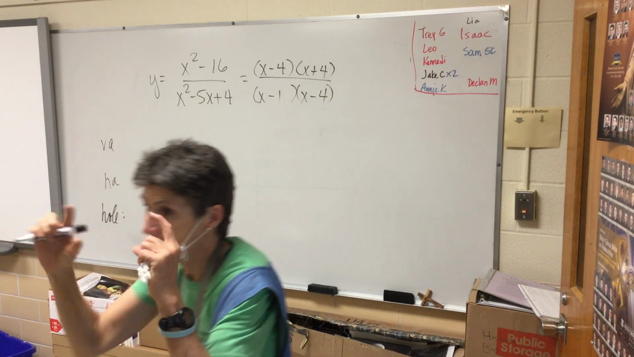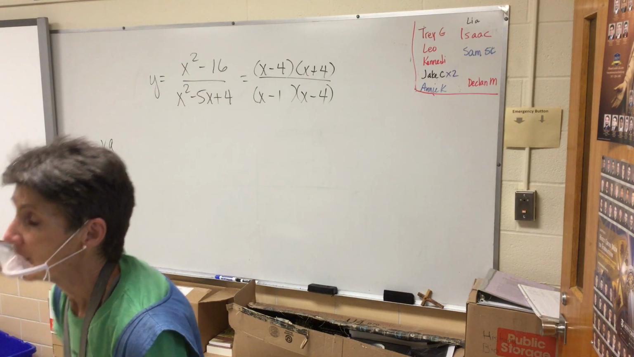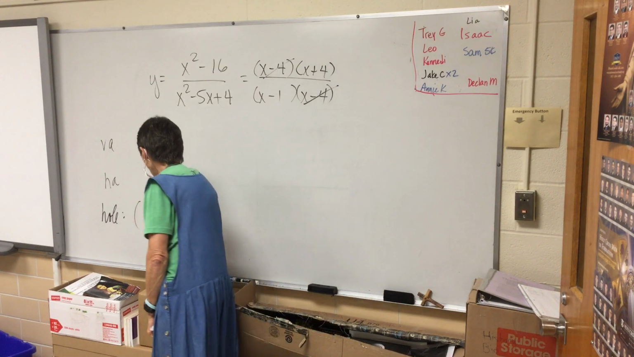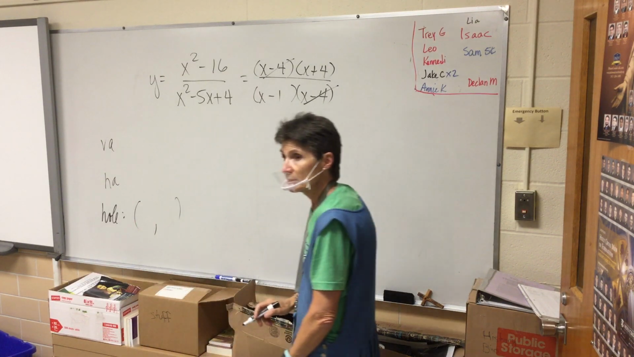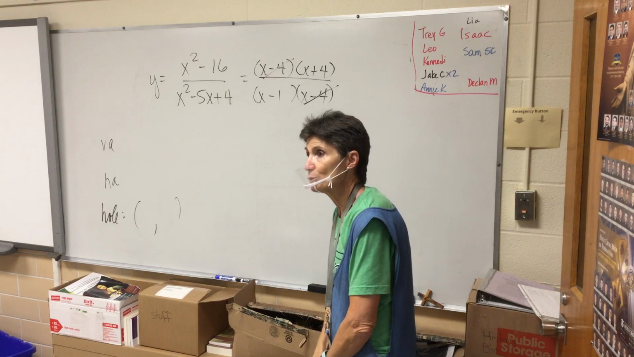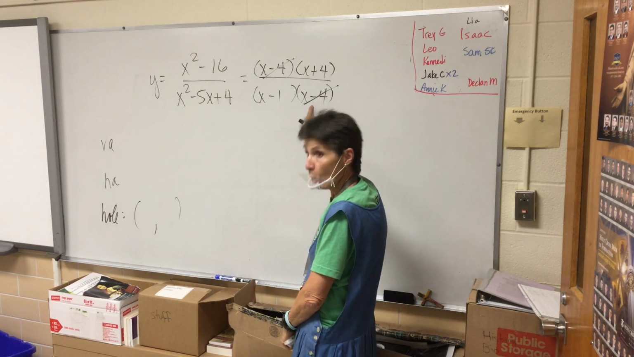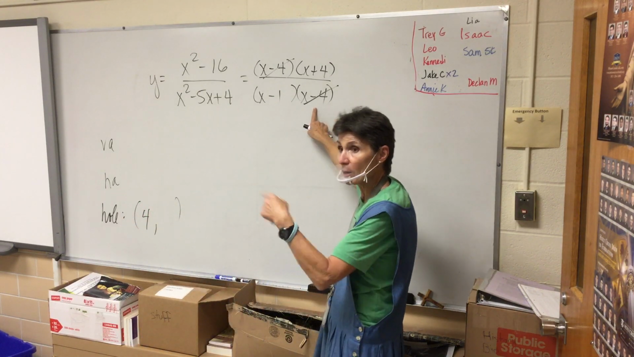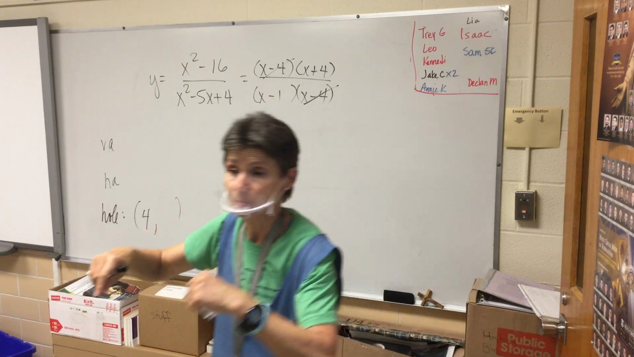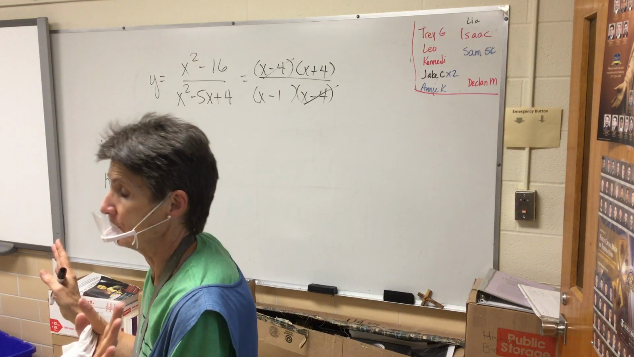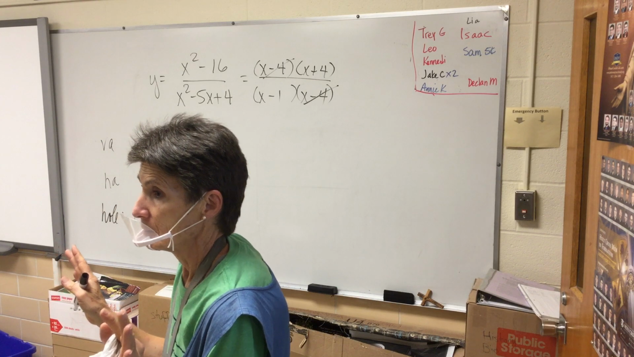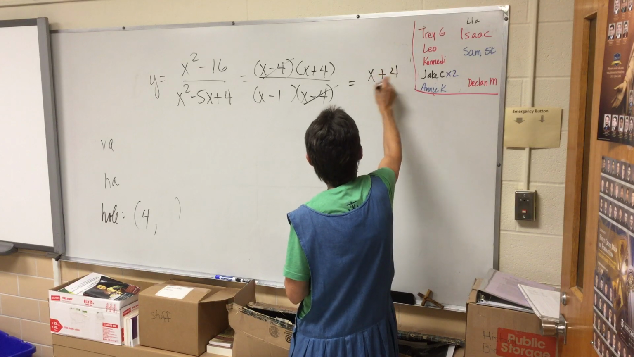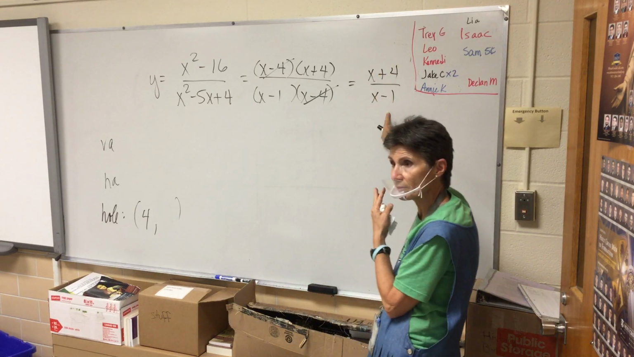What's the very first thing your beady little eyes notice? We can cancel. Uh-oh. The minute we cancel means we're gonna have a hole, right? What is the x value of that hole? 4. 4. Because that is the one you canceled out, right? You would have had an asymptote at 4, but it canceled out. Okay, when I cancel, I'll be left with x plus 4 over x minus 1, right? That's what I'm left with.